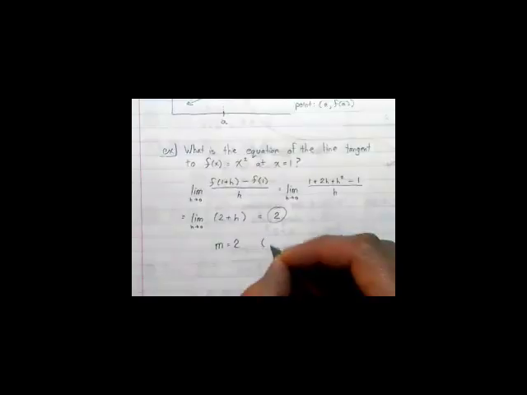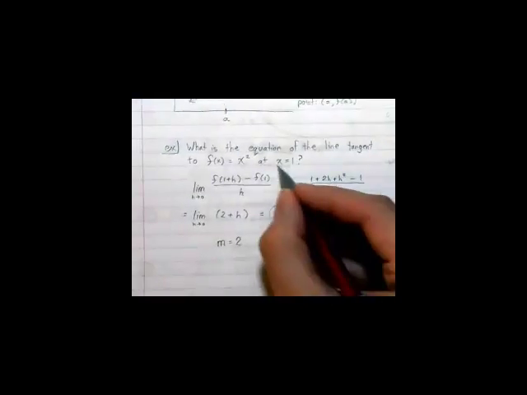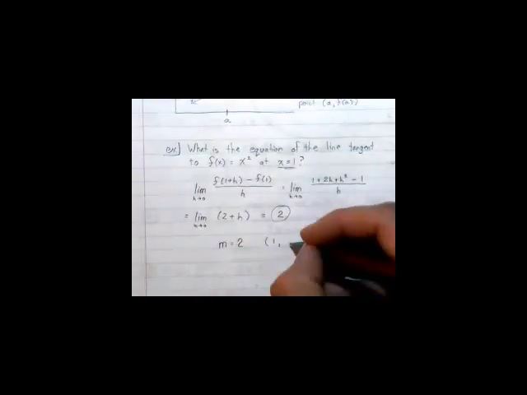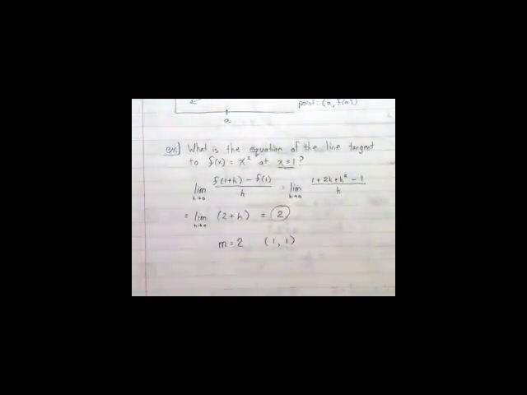All right, so slope of our line is 2. And a point that it goes through. Well, we were looking at x equals 1. So 1, what's f of 1? That's the y-coordinate of this point. What's f of 1? 1. So we need to make a line that has a slope of 2 and goes through the point 1, 1.